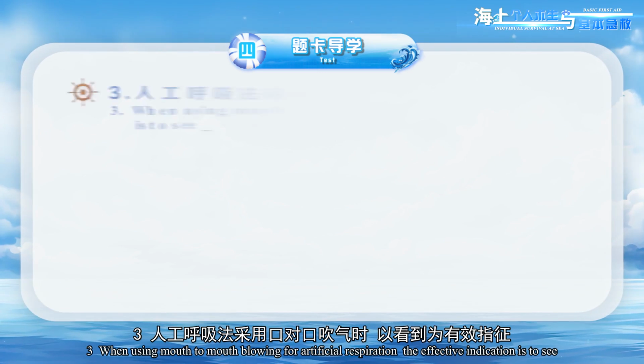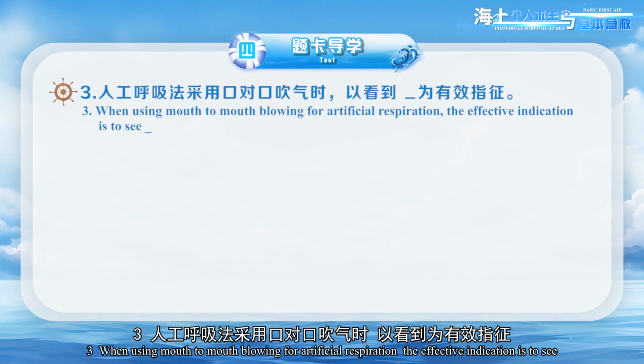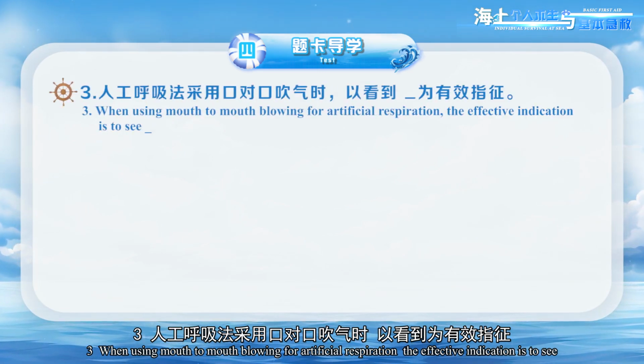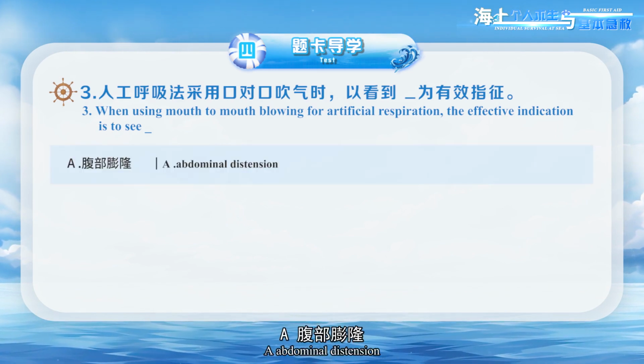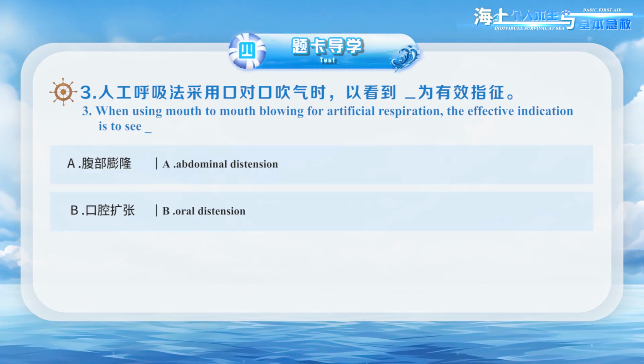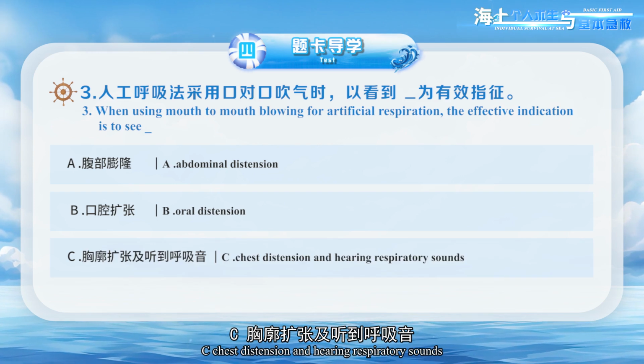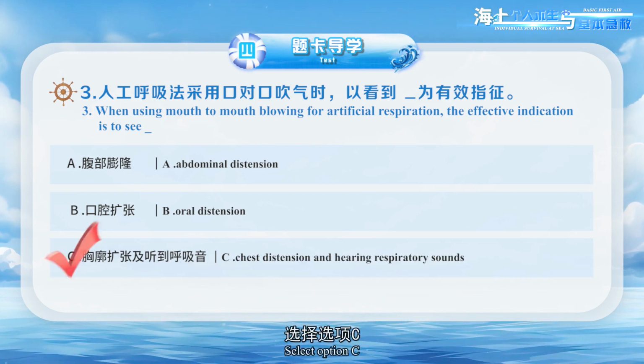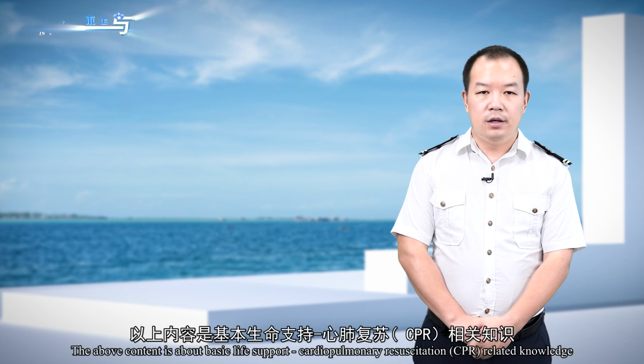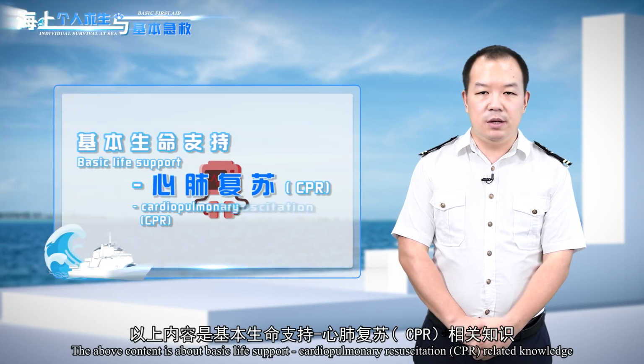3. When using mouth-to-mouth blowing for artificial respiration, the effective indication is: A. Abdominal distension, B. Oral distension, C. Chest distension and hearing respiratory sounds. Select option C. The above content is about basic life support, cardiopulmonary resuscitation, CPR, and related knowledge.